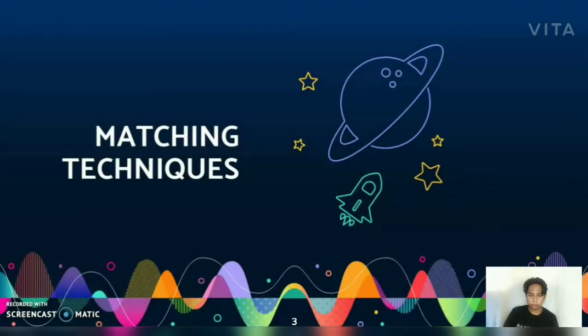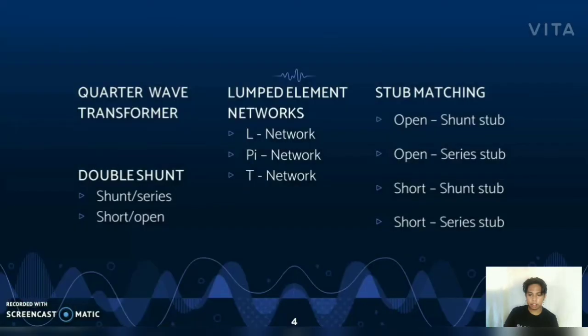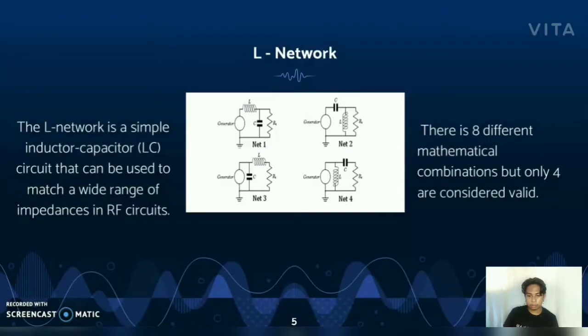So we have here the matching techniques, and we have four different types. The first one is the quarter wave transformer, which is for purely resistive lossless lines. The lump element networks, which has three parts: the L network, pi network, and the T network. The stub matching, which has four types, and the double shunt, which has four types. So today we're going to focus on the L network.